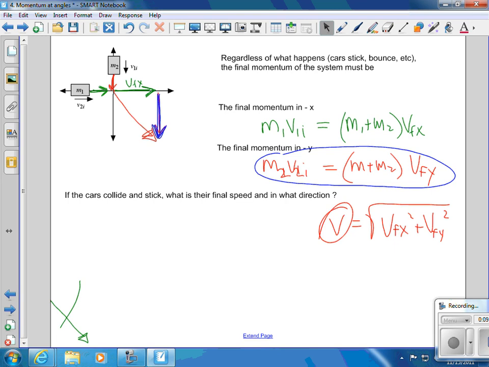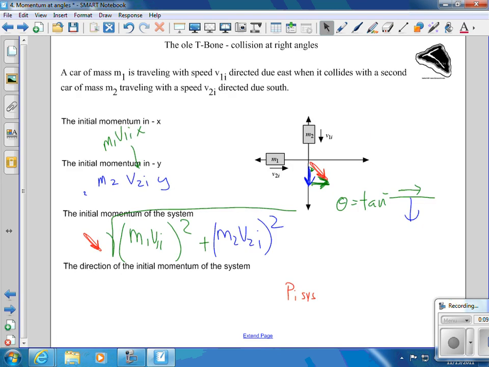What you can also do is come back here, and when you Pythagorate these two momenta, that is in the direction of that red arrow. If you want to find the final momentum of the system, that happens to be equal to this. Now, this is in the direction of the red arrow.